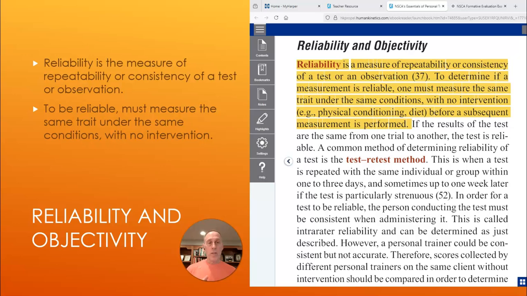So reliability is tied to the test itself, don't get me wrong, but it's also tied to the person who is implementing the test and being able to do so with very replicable processes that increase the reliability. So it has to measure the same trait under the same conditions with no intervention.